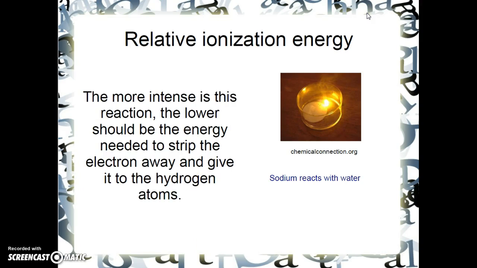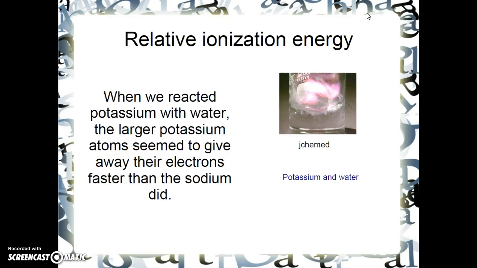The more intense this reaction is then, the lower is the energy needed to strip the electron away and give it to the hydrogen atoms to turn into hydrogen gas. When we react potassium with water, it seems that these large potassium atoms, significantly bigger than sodium, reacted a lot more vigorously than sodium did, so it was easier to get their electrons away and give them to the hydrogen.